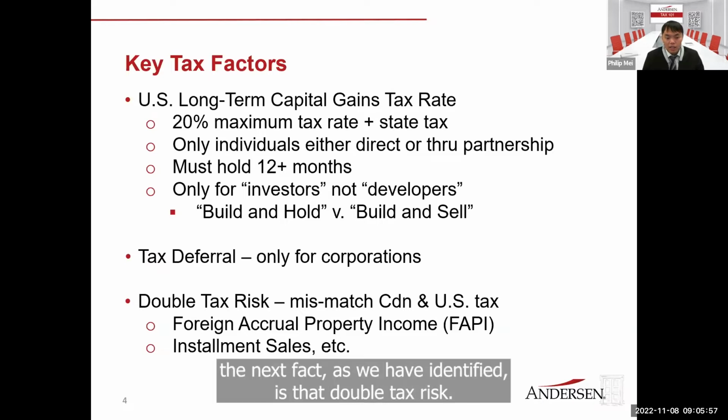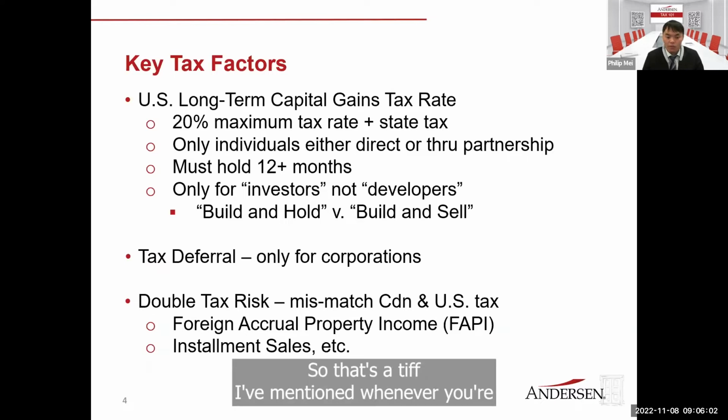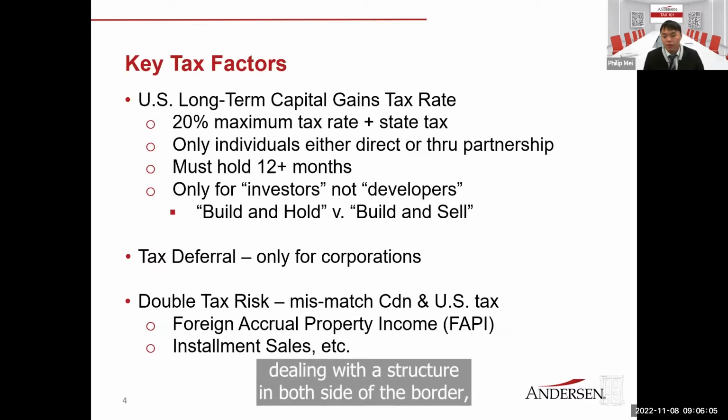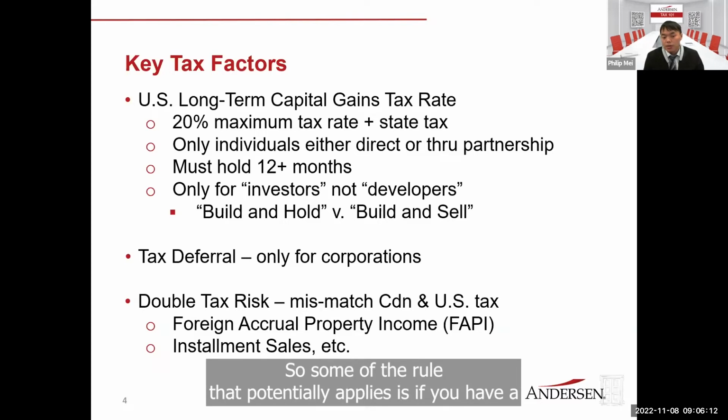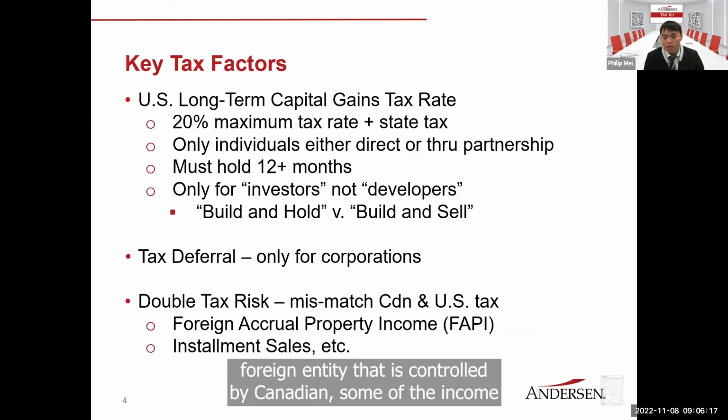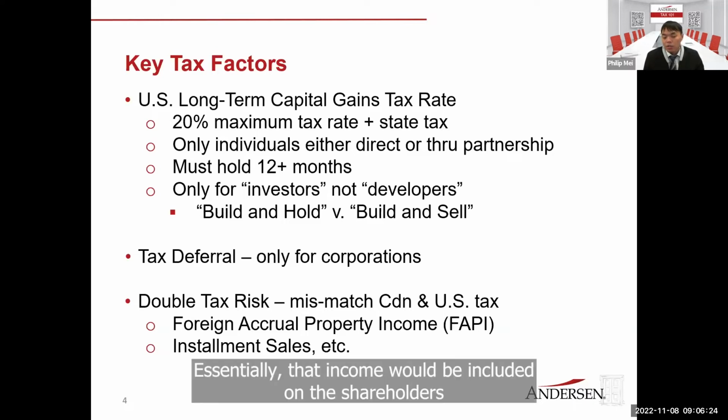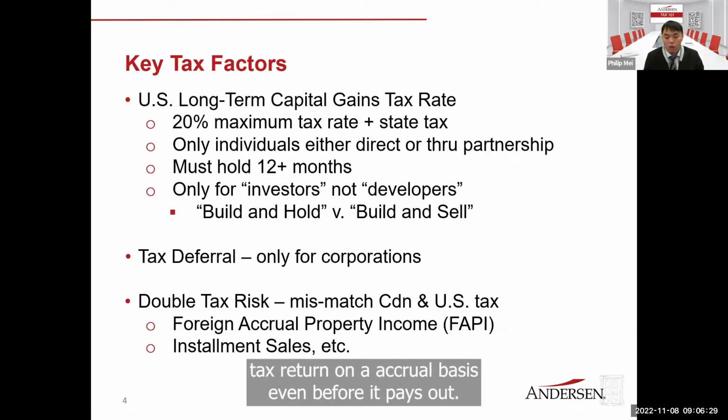So the next factor we have identified is the double tax risk. As Atif has mentioned, whenever you're dealing with a structure on both sides of the border, you have potentially different treatment for different items. Some of the rules that could potentially apply: if you have a foreign entity that is controlled by a Canadian, some of the income could potentially be subject to foreign accrual property income. Essentially, the income would be included on the shareholder's tax return on an accrual basis, even before it pays out.